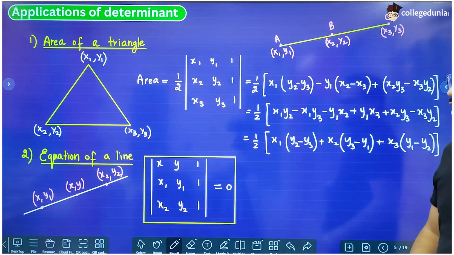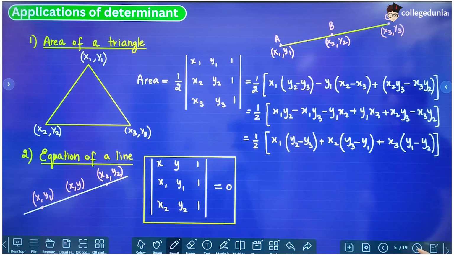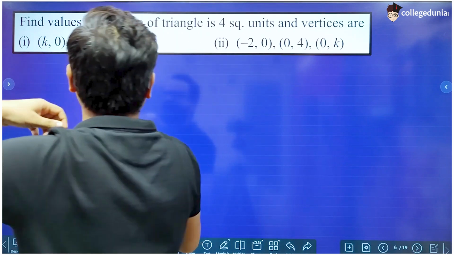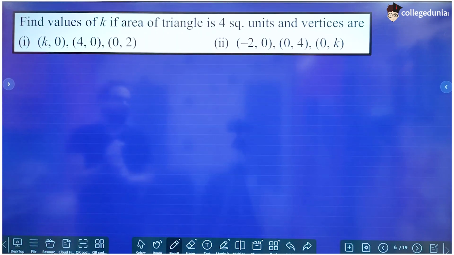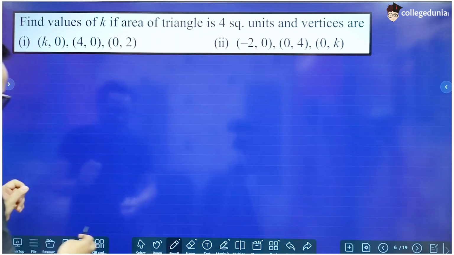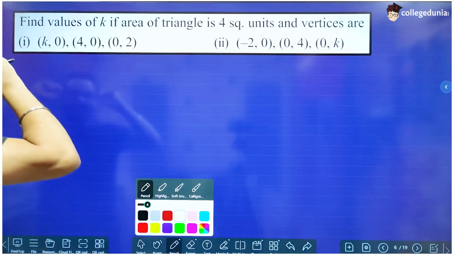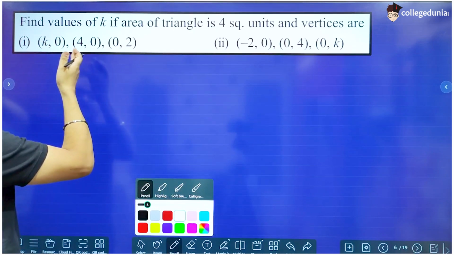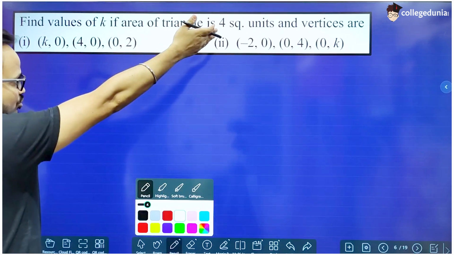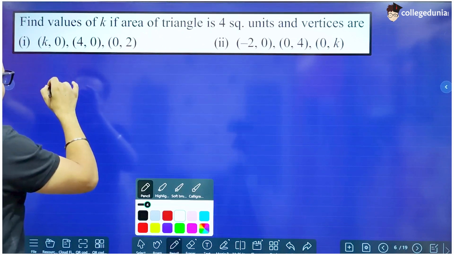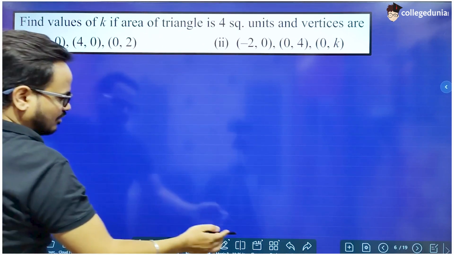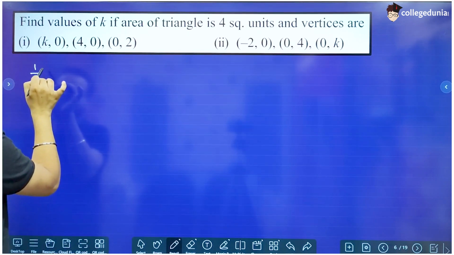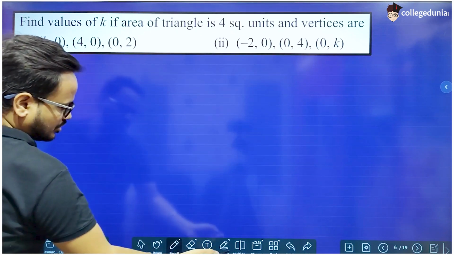Okay, so let's solve a few questions from the NCERT textbook based on the applications of determinants. Find the values of k if the area of the triangle is 4 square units and the vertices are these. Now the area is given, area is 4 square units. There is a triangle whose vertices are these and its area is 4 square units, and we have to find the value of k. We will do this using the determinant method.